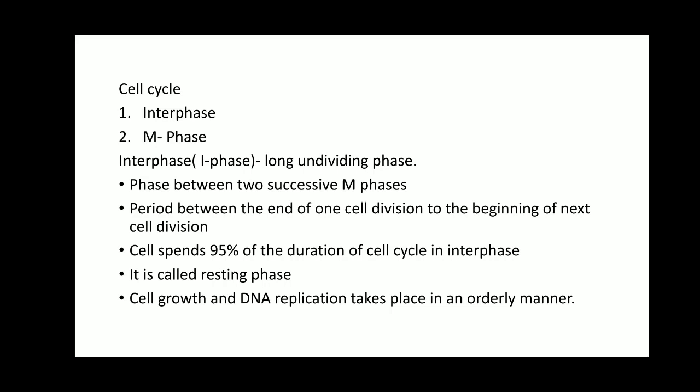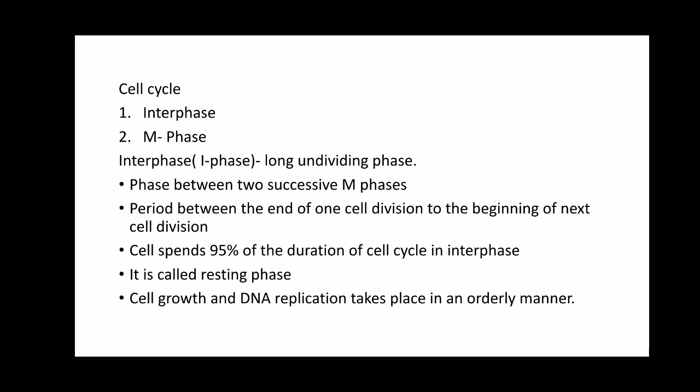So the cell cycle is divided into two phases. One phase is known as interphase and another phase is known as M phase. So these are the two phases involved in cell cycle. The cell cycle involves, as I said, cell growth and cell division processes. Interphase is the cell growth purpose. M phase is a cell division process. Getting? Interphase is a cell growth.